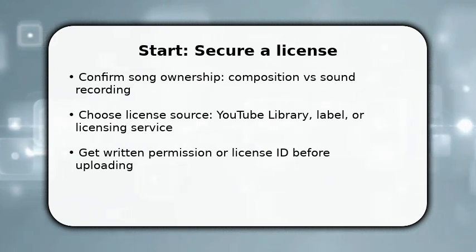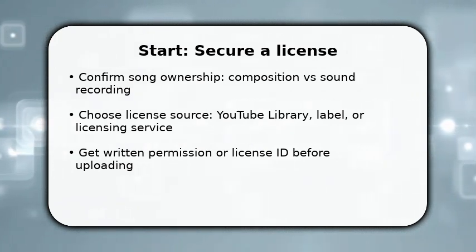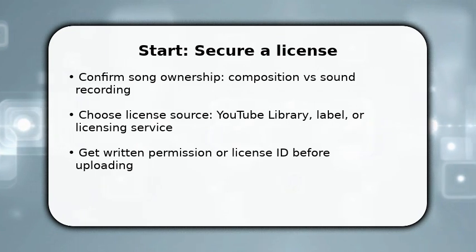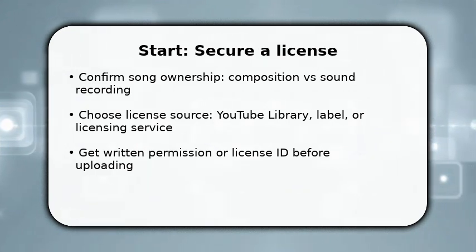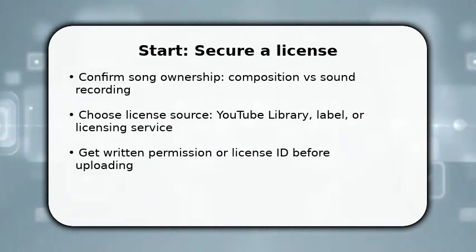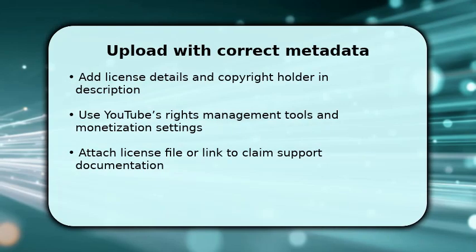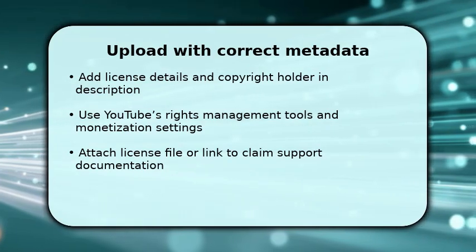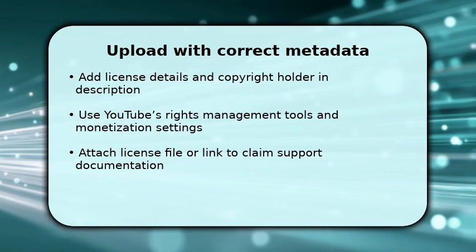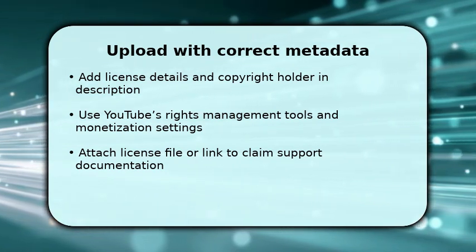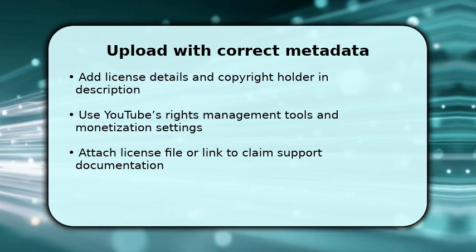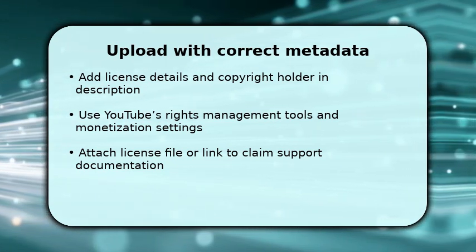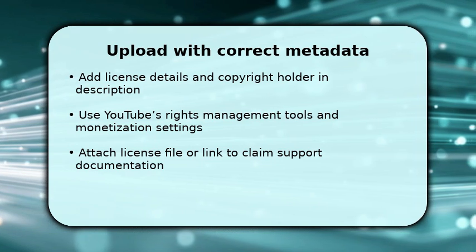Upload only after you possess explicit written permission or a documented license number to avoid automatic content ID claims. When uploading, enter precise metadata. List the song title, composer, performer, and include the license ID or contract reference in the description so reviewers see it at a glance. Then, use YouTube's rights management and content declaration tools.